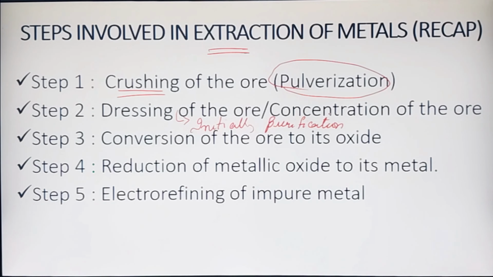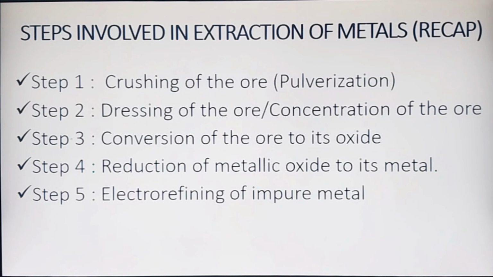And we had discussed the various methods that are carried out for dressing of the ore. If you remember, the first method was the hydrolytic method, where we are using water. The second method was magnetic separation, where we are using a magnetic wheel. The third method is the most important method called the froth flotation method. And the last method was the chemical method, where we are using a chemical like sodium hydroxide. Today we will be dealing with step 3, step 4 and step 5. So first we crush the ore. That's done. Then we have tried to remove as many impurities as possible.